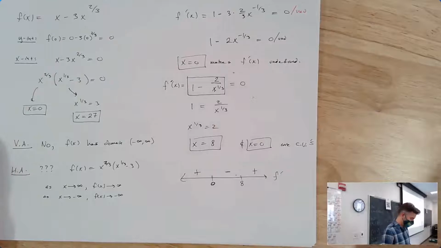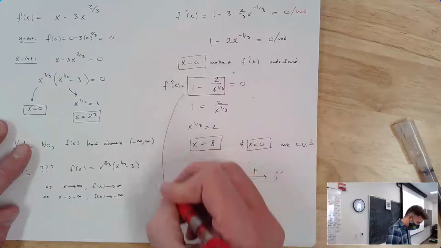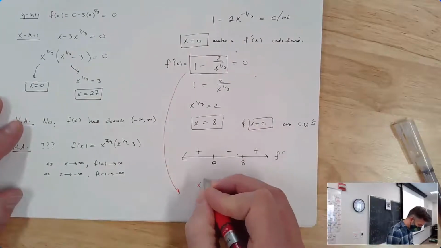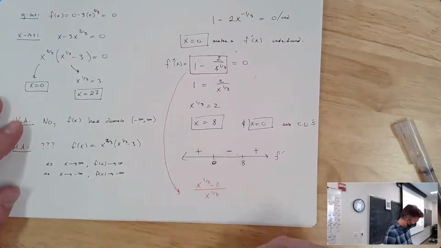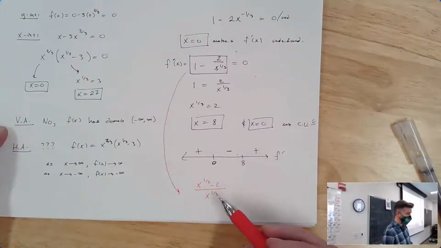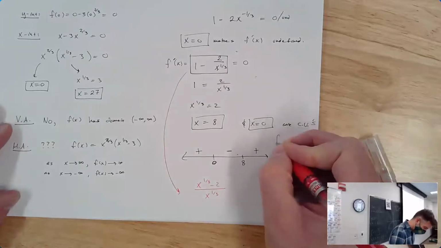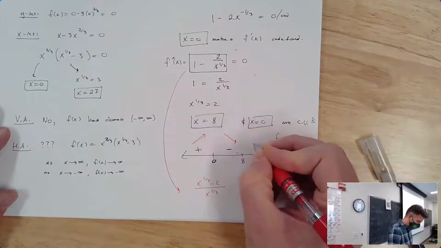Yeah, it might have been better if we had simplified this in a different way and gotten a common denominator. If we had instead said this was x to the 1/3 minus 2 all over x to the 1/3, that might be better. It might not be better. It still feels like we'd have to be careful checking our work here. In any event, we know that the function is increasing and then decreasing and then increasing.